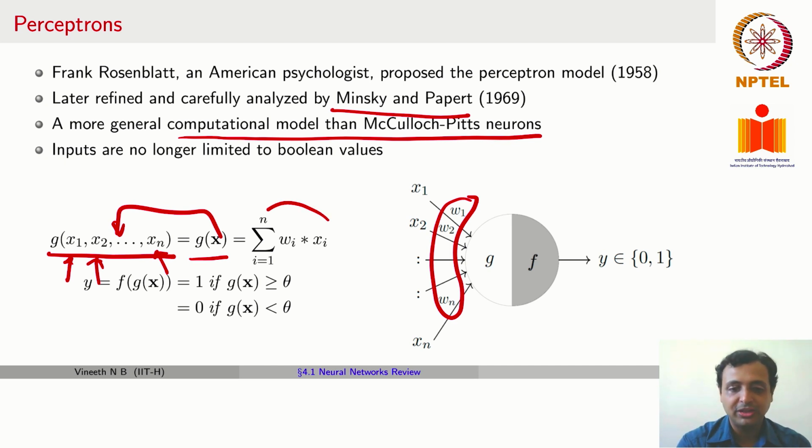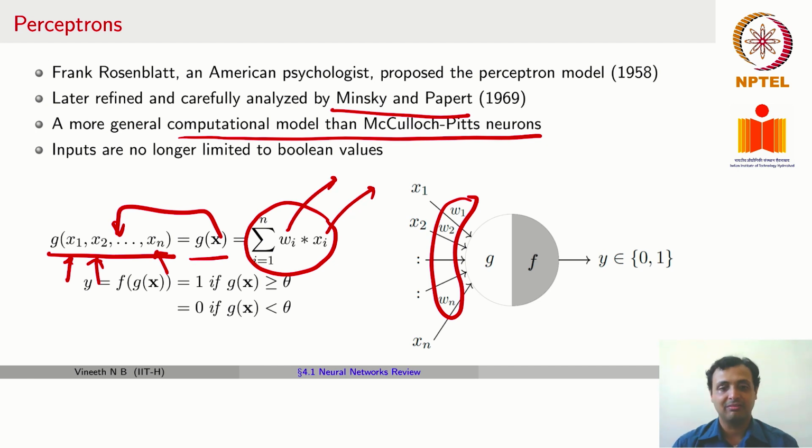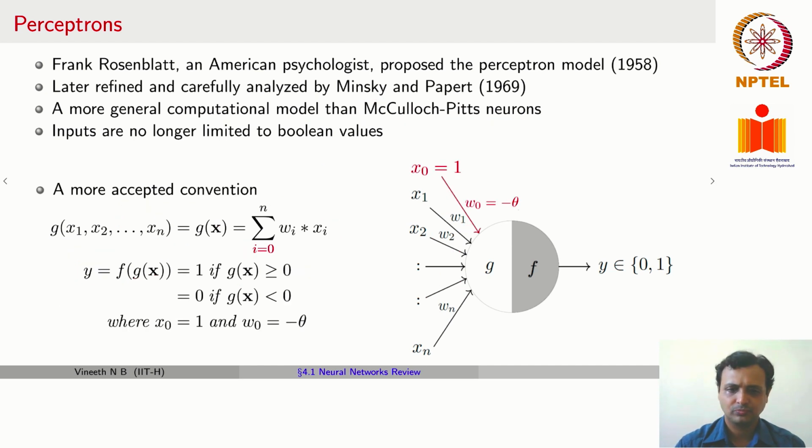And the output of the g function is the sum of wi xi, an inner product between a vector w and the input vector x. And the final output is again f of g of x, which is going to be 1 if g of x is greater than a threshold, or 0 if g of x is less than a threshold. As you can see, it's a generalization of the McCulloch-Pitts neuron, where the inputs could be beyond Boolean and there are weights which multiply the inputs.